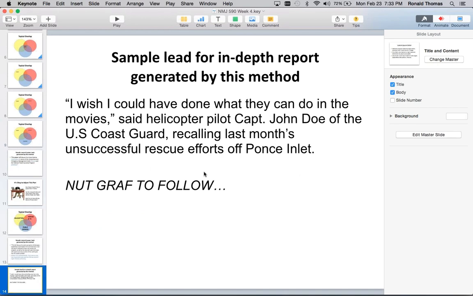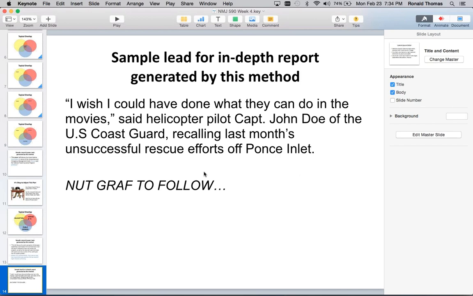If I was going to write this as a journalistic story, if I was going to frame this up as a magazine article, I would probably start with a quote from one of my local pilot interviews. "I wish I could have done what they can do in the movie," said helicopter pilot Captain John Doe of the U.S. Coast Guard, recalling last month's unsuccessful rescue efforts off Ponce Inlet, which is a little seashore area here in Daytona. Then we would follow that up with the who, what, when, where of that incident where the Coast Guard could not save some stranded boater.